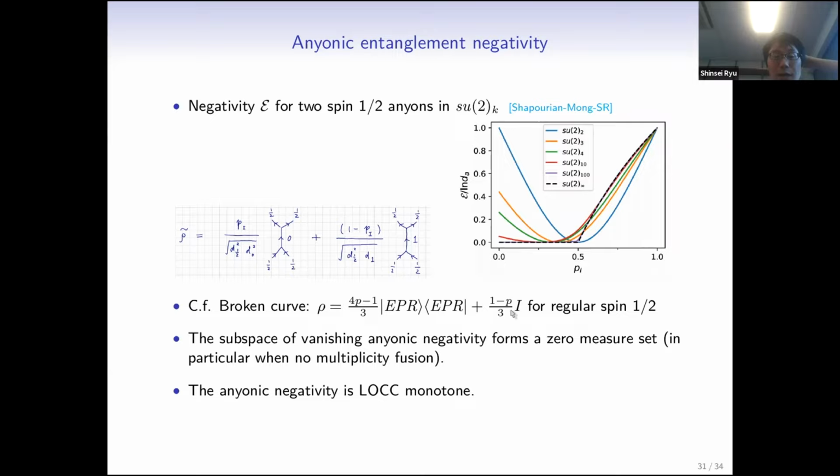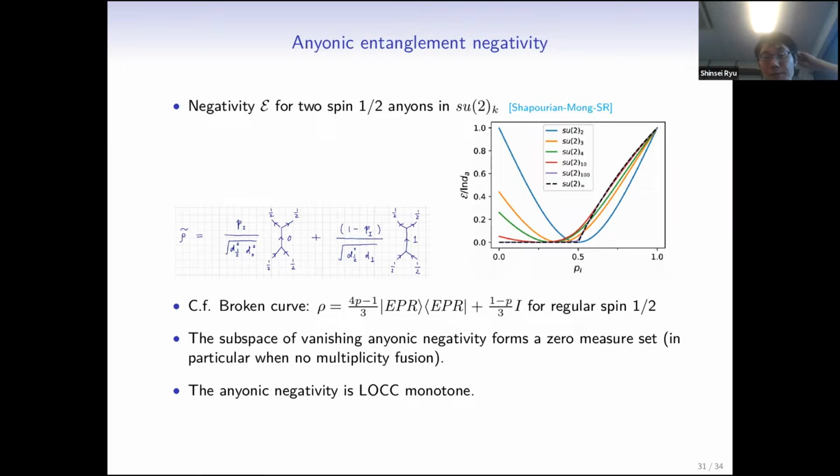If we use our definition of partial transpose and compute entanglement negativity for different anion theories with different K, we get these different curves. So an interesting feature is that as we make this K very large, like 100, then this result starts to agree with what we see in the regular spin 1/2 degrees of freedom. Okay, so that's a kind of sanity check. Our result does reproduce the regular spin 1/2 result in this quote unquote semi-classical limit.